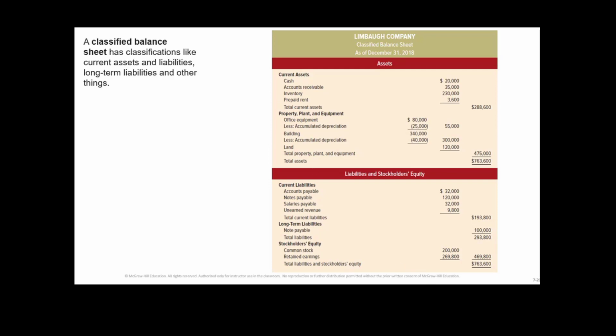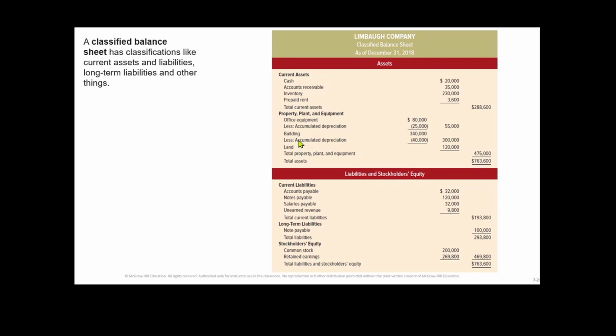And so a classified balance sheet basically deals with classifications like current assets. These are assets that are going to be used up within 1 year. And these are assets down here, property, plant, and equipment. They have a life of more than 1 year. So 1 year or less, more than 1 year. That's basically how you separate these things up.